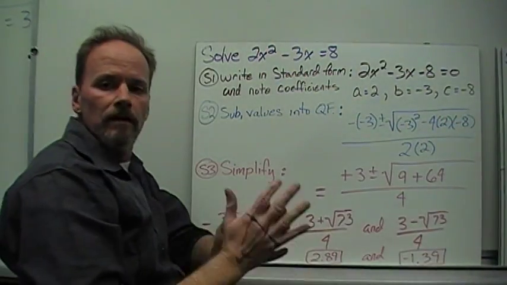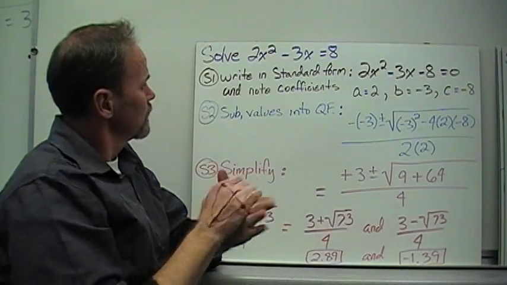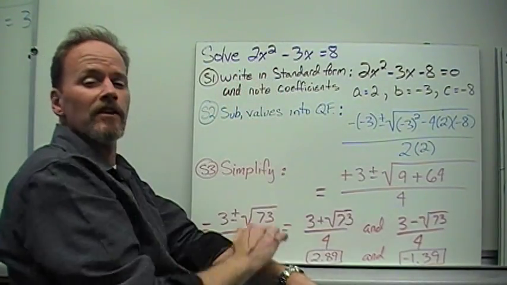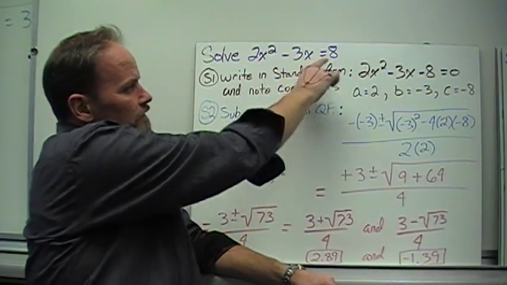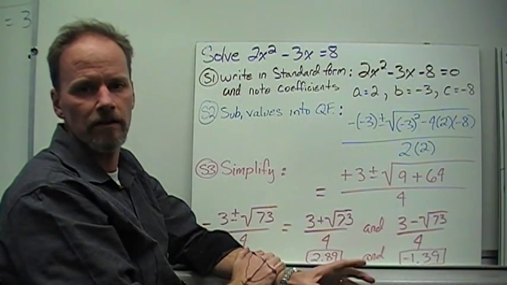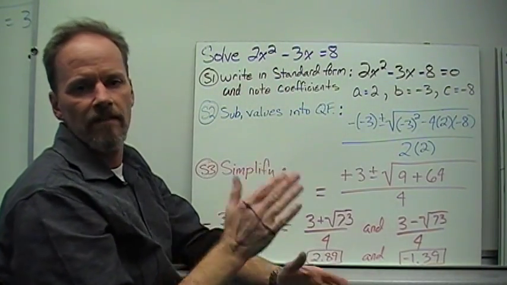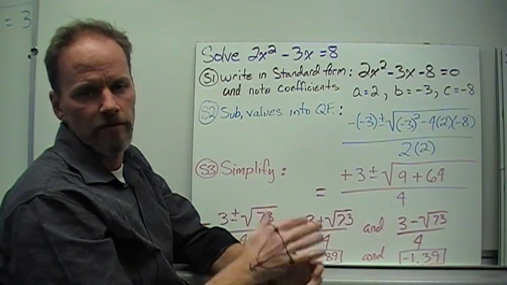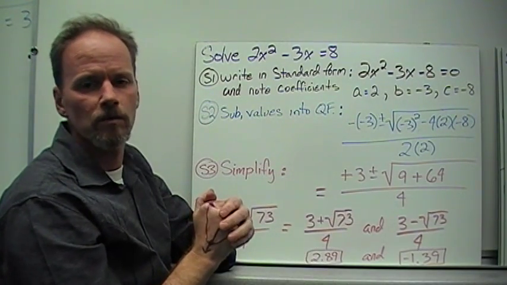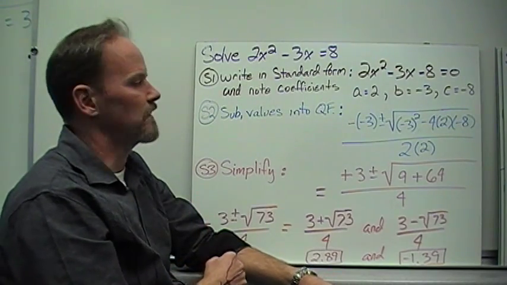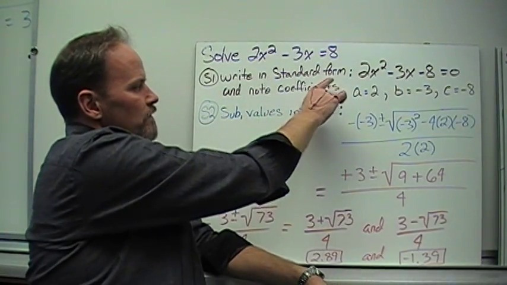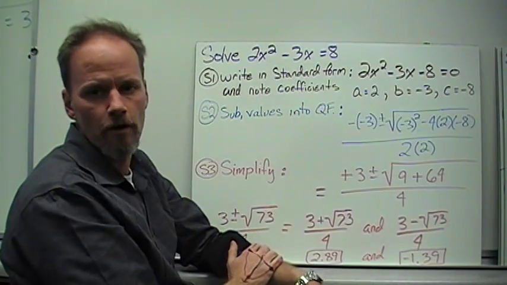Okay, let's solve another one. 2x squared minus 3x equals 8. This is a little bit different. Before, it equaled 0. We have to have it in standard form before we can start, because that's going to tell us what the a, b, and c are, the three coefficients that we need. Write it in standard form first, and then we note the coefficients.